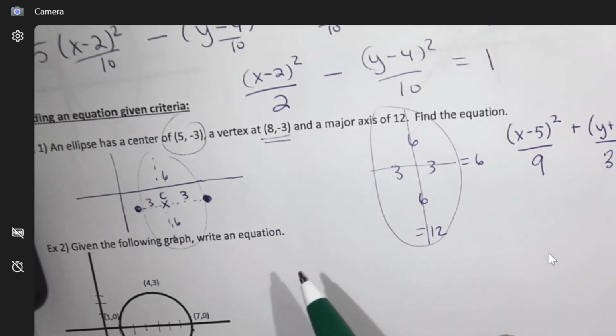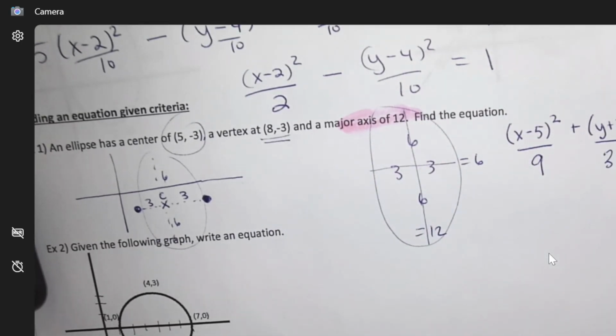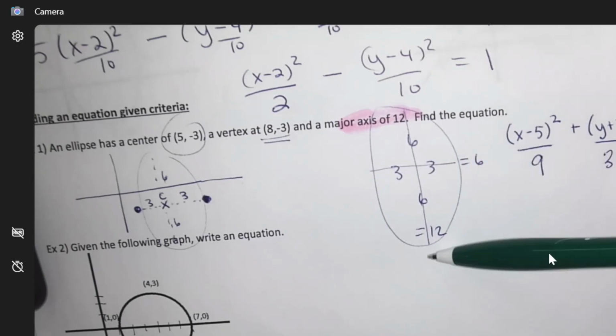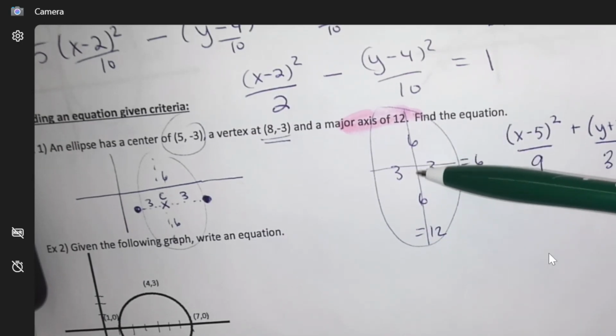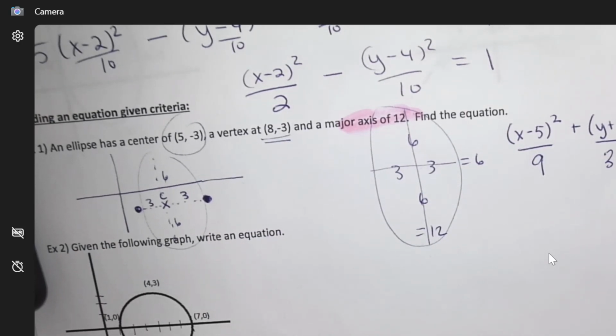Okay, so this one, that axis talks about the whole span. So you kind of got to think about the whole span, but I really like to use the half span to get those numbers, right? It's like a diameter, but we use radius for our formulas, kind of idea.